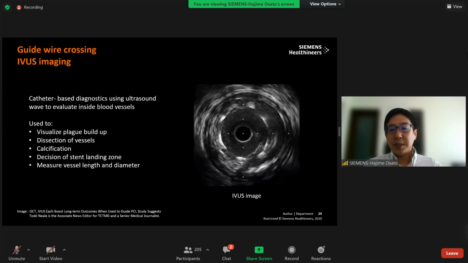And the IVUS is also a common evaluation tool in coronary intervention. IVUS uses ultrasound waves to evaluate inside the blood vessel. The benefits are visible plaque buildup, dissection of the vessel, calcification information, and decision of the stent landing zone. So IVUS is a common tool to evaluate the vessel from the inside.